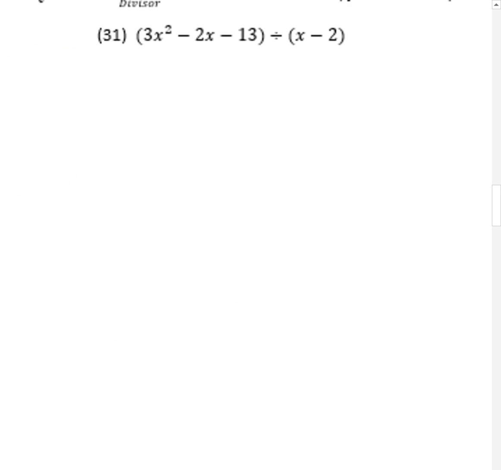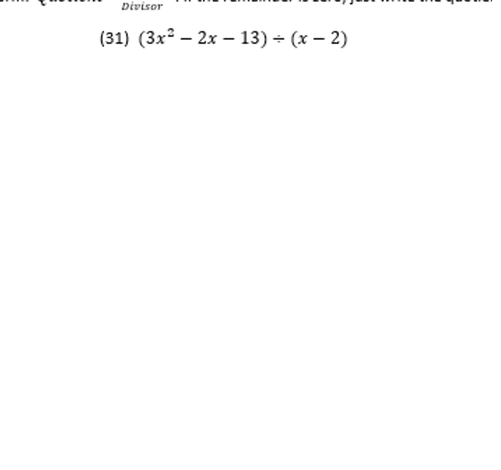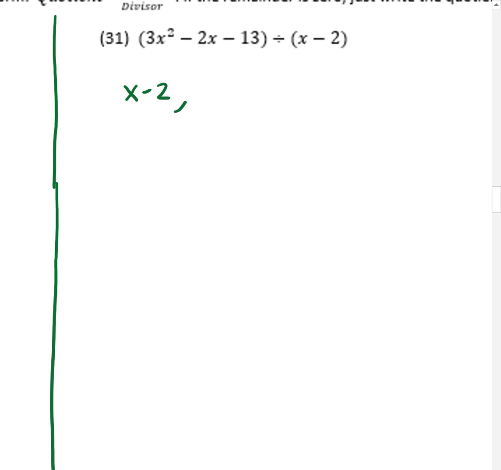How about the next guy? This one looks sort of like the last one, because it's 2 terms divided into 3 terms, I guess. All right, let's try this one. So we're dividing x minus 2, that's the divisor, into 3x squared minus 2x minus 13. And neither of these polynomials has any missing terms. The middle one I've got x squared, x, constant. Outer one I've got x to the 1, constant. All right, nothing missing. I'm just going to start dividing.